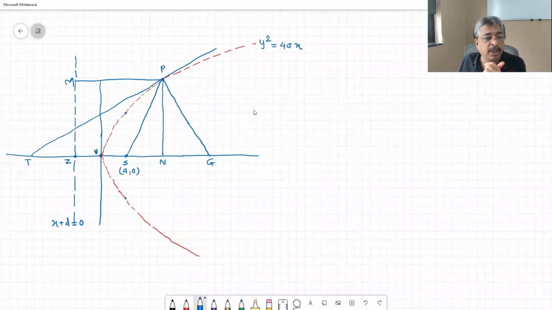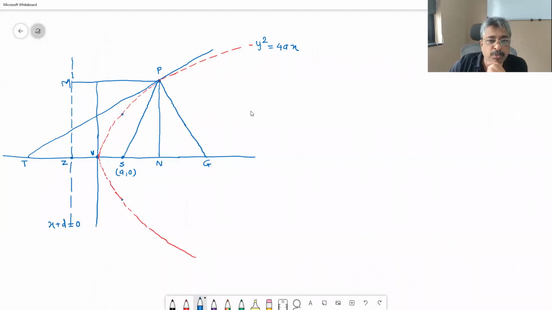Okay, you are supposed to prove this very quickly. Subtangent is bisected at the vertex.